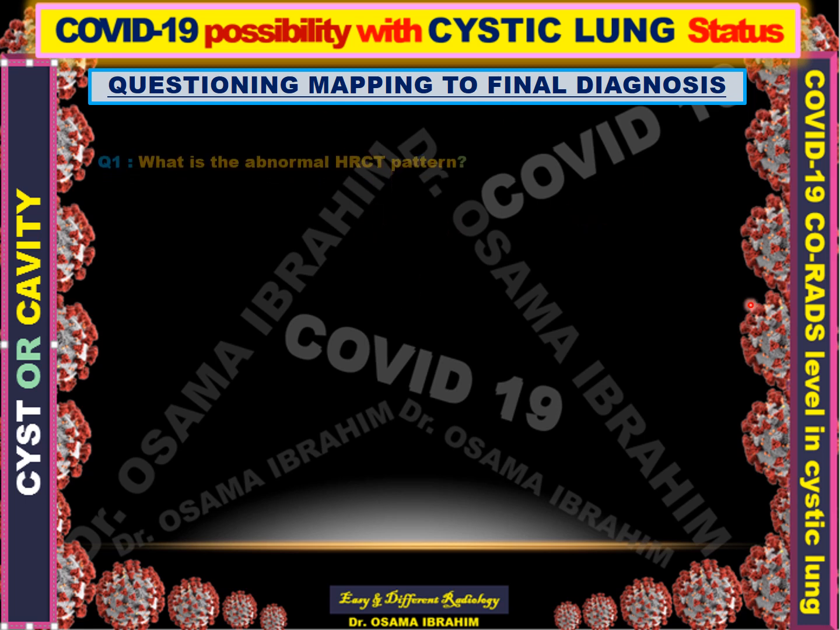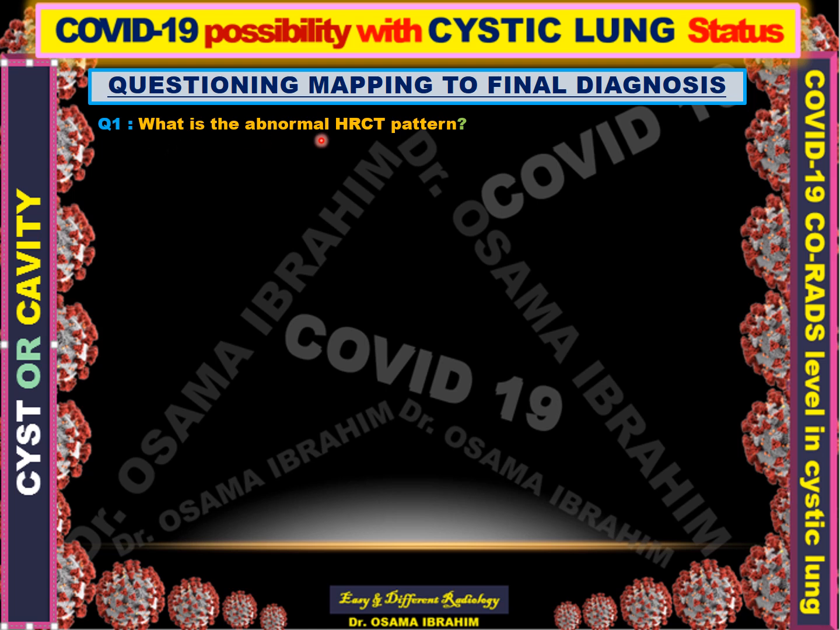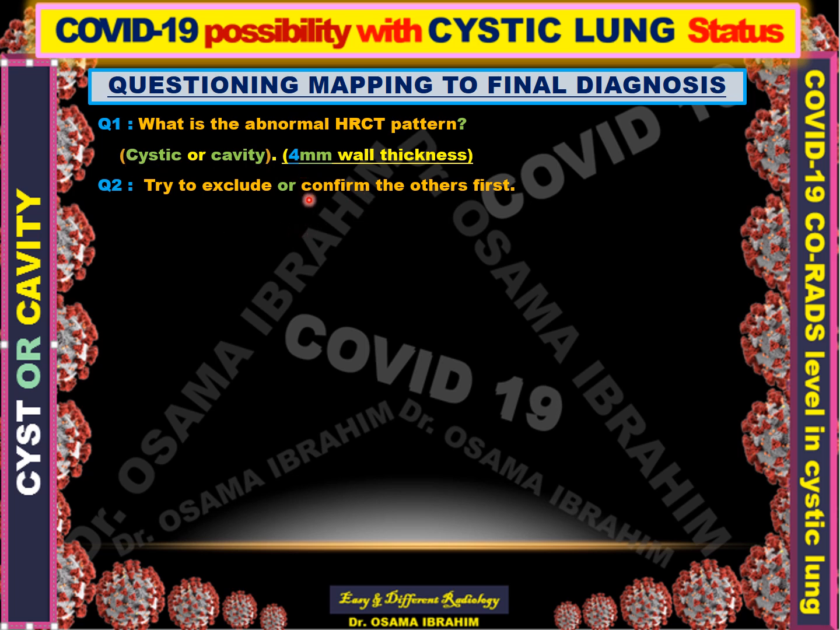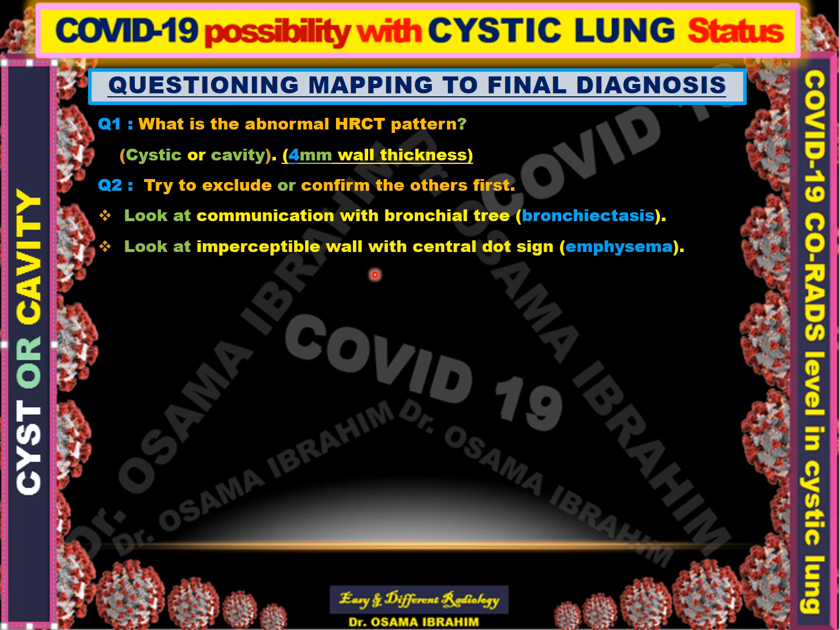Now, the questionnaire mapping for the final diagnosis of cystic lung disease. The first question: if I am presented with a cystic pattern of the lung, I should discriminate it from a cavity by the wall thickness. If the wall is less than 4 millimeters, I consider it a cyst. Then the second question: I look for the other groups, which are three: bronchiectasis, centrilobular emphysema, or honeycombing. I check first if there is communication with the bronchial tree, so I consider it bronchiectasis. If there is an imperceptible wall or central dot sign, I consider it emphysema. And if there is subpleural distribution with parallel rows, I consider it honeycombing.